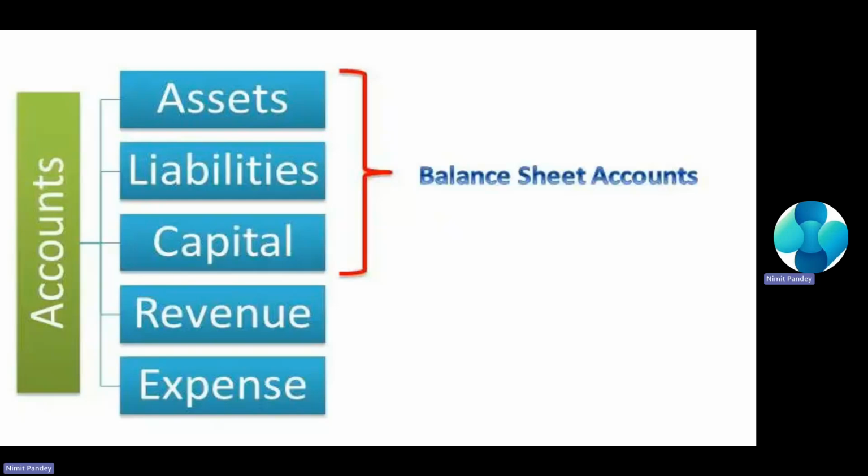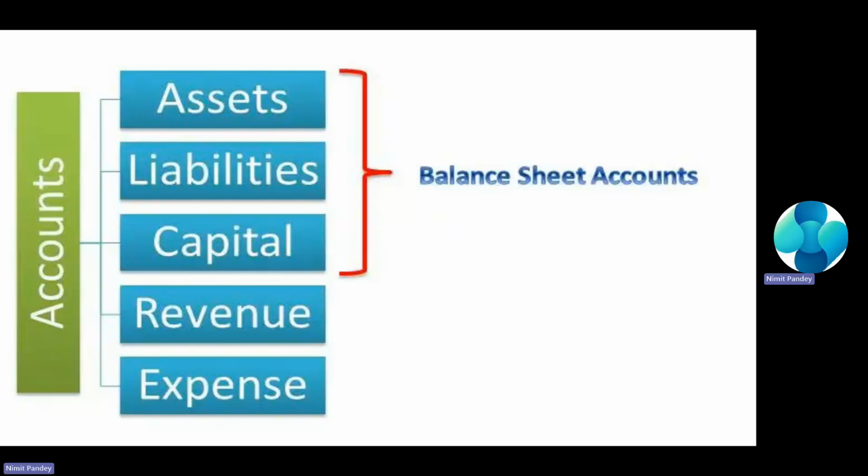So there are five parts of the chart of accounts: assets, liabilities, capital, revenue, and expense. Capital, or you can say equity. Assets, liabilities, and capital are part of the balance sheet accounts, and revenue and expense are in the income statement.